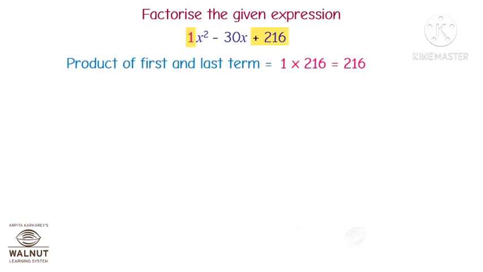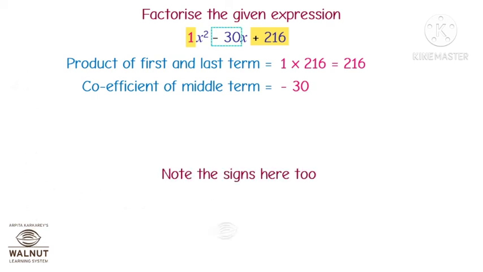Factorize the given expression. x square minus 30x plus 216. Product of first and last term is equal to 1 into 216, which is equal to 216. Note the signs here. Coefficient of middle term is equal to minus 30. Note the signs here too.